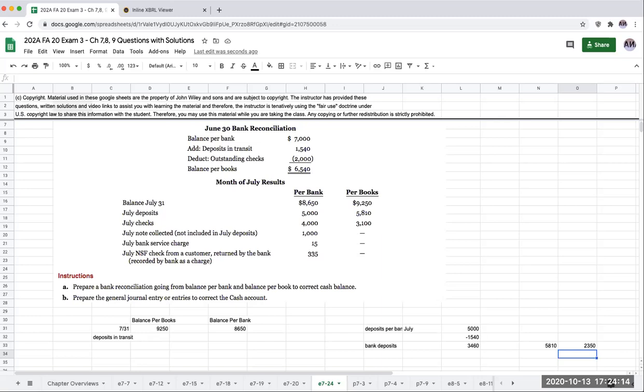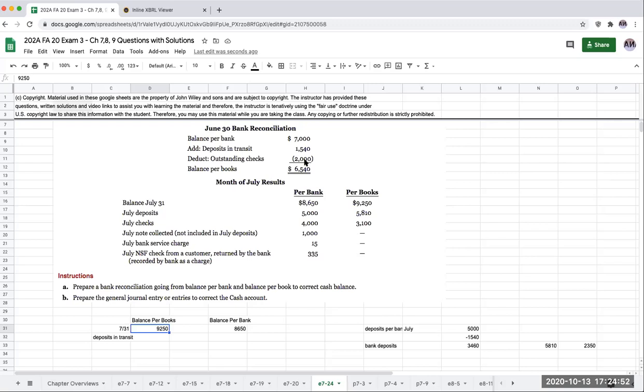When I look at what I'm going through and I'm adjusting these balances, my balance as of July 31st per the bank is 8,650. My balance per my books is 9,250. What I need to do is to reconcile these. And typically, what are the differences going to be? It's going to be things like deposits in transit and outstanding checks.